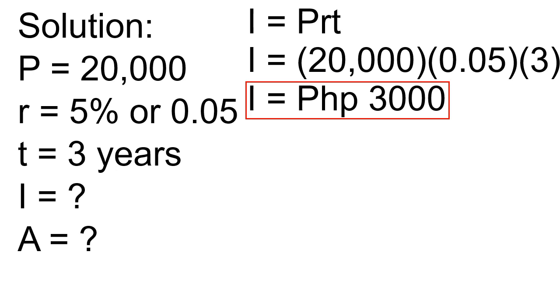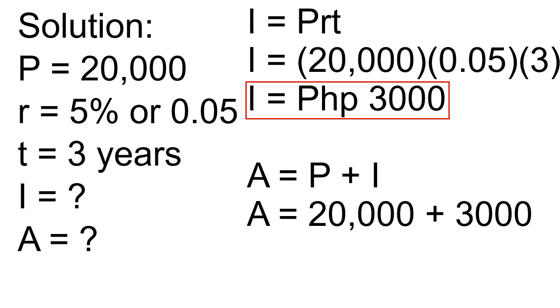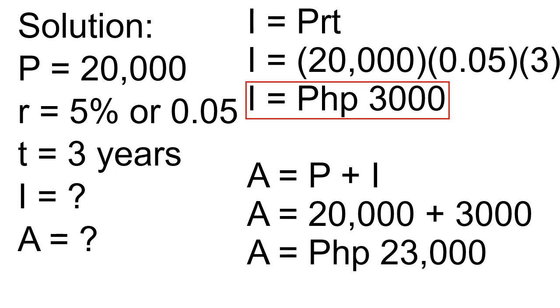But the problem also asks for the future value. So remember our formula, A equals P plus I. Just substitute the obtained values of I and the value of P. So A equals 20,000 plus 3,000, and the sum is 23,000. So the future value is 23,000 pesos.